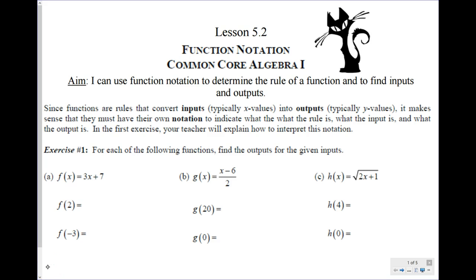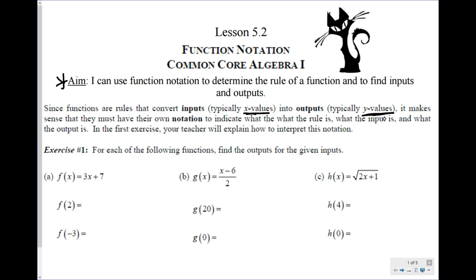Hey guys, today we're going to talk about something really important in functions. It's called function notation. So it's all about how we write and use the letters to designate what a function is and how we can input things into a function. Your aim today is that I can use function notation to determine the rule of a function and to find inputs and outputs. Since functions are the rules that cover inputs, typically your x values, and outputs are typically your y values, it makes sense they must have their own notation to indicate what the rule is, what the input is, and what the output is.